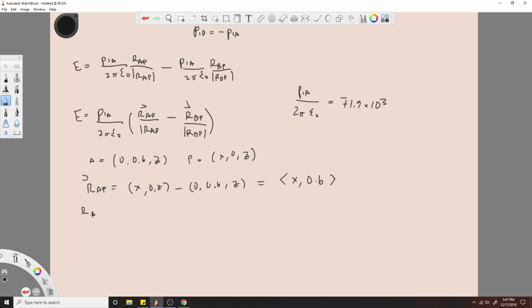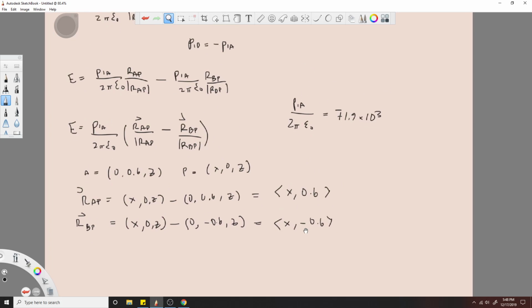Similarly, RBP equals, this is pretty much the same. Fine, I'll write it down. Why not? x, 0, z minus 0, negative 0.6 z, and that will equal x, negative 0.6. Okay, so now you have all those values.